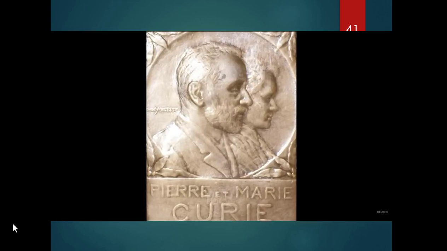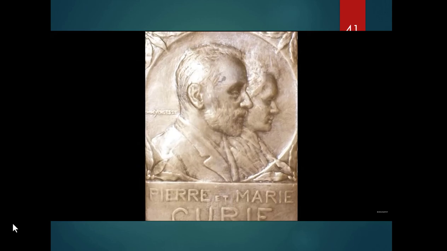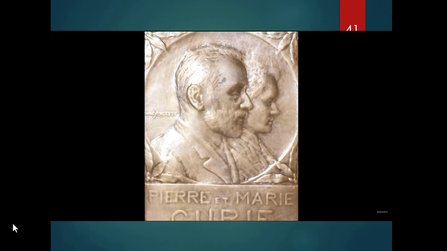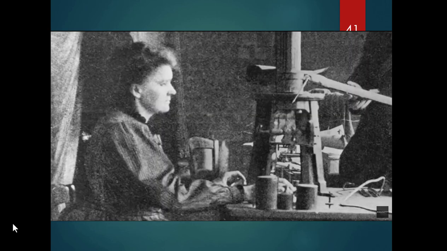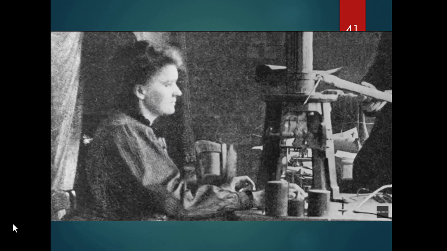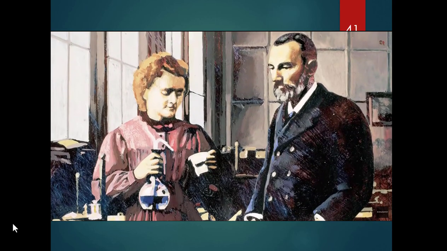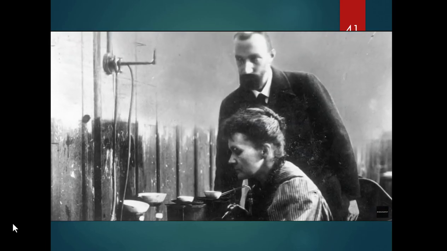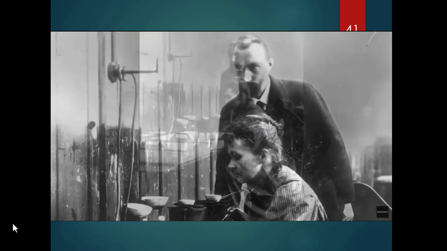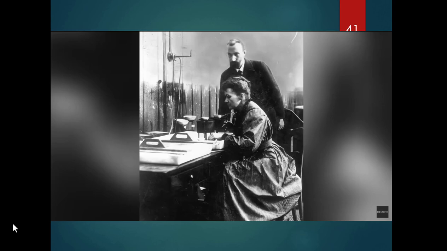In 1903, Marie and Pierre were awarded the Nobel Prize in Physics, along with Professor Henri Becquerel. Marie was the first woman to win a Nobel Prize. Curie and her husband were absolutely single-minded in the pursuit of their research. In fact, when they were awarded the Nobel Prize, they refused to go and accept the prize personally because it would interfere with their research.